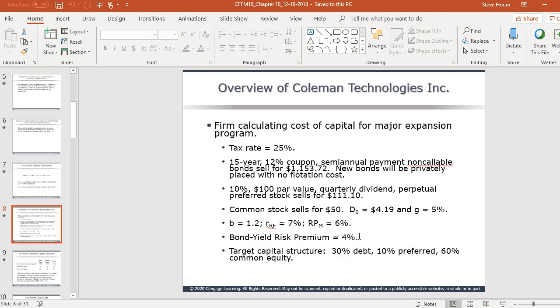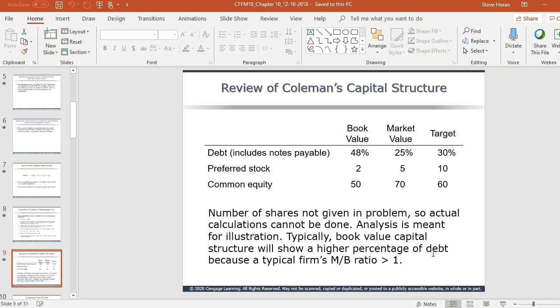And then the target capital structure, what we expect to have, is 30, 10, and 60, which obviously adds up to 100%. That's the key with any of the weightings. Just make sure your weightings add up to 100%. Okay, so then they're going to show us the book value, market value, and target of their capital structure.